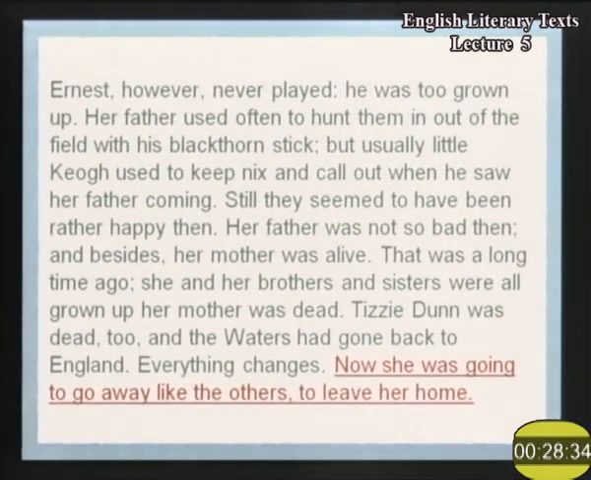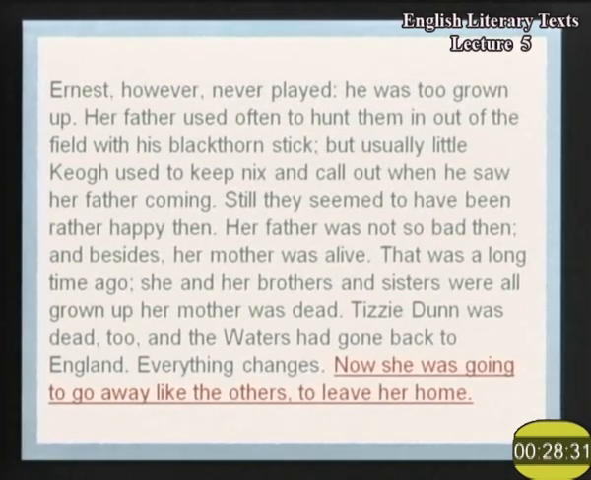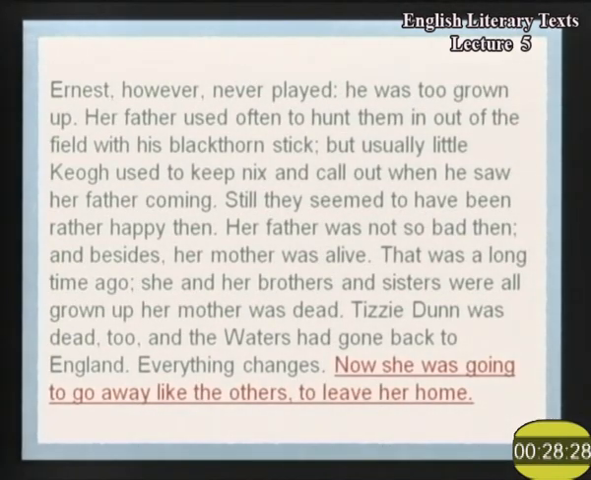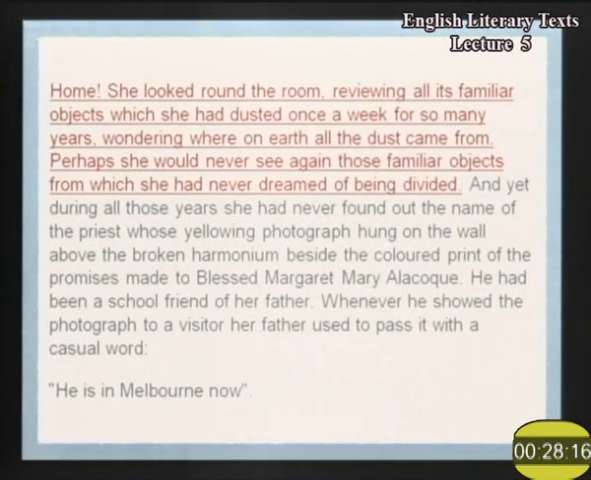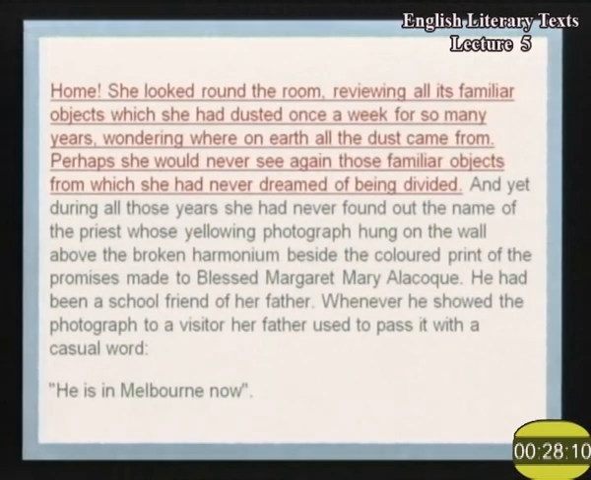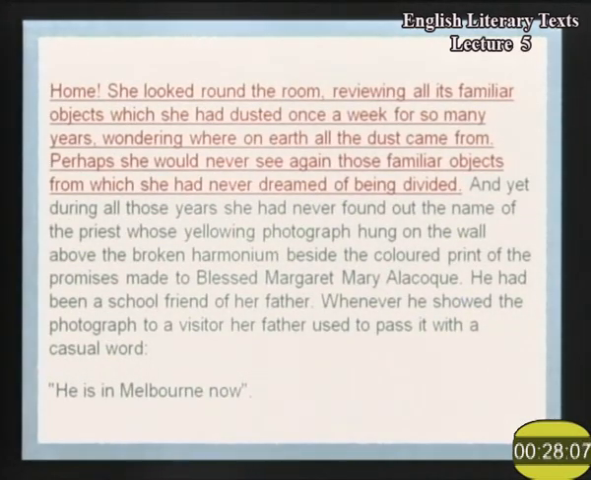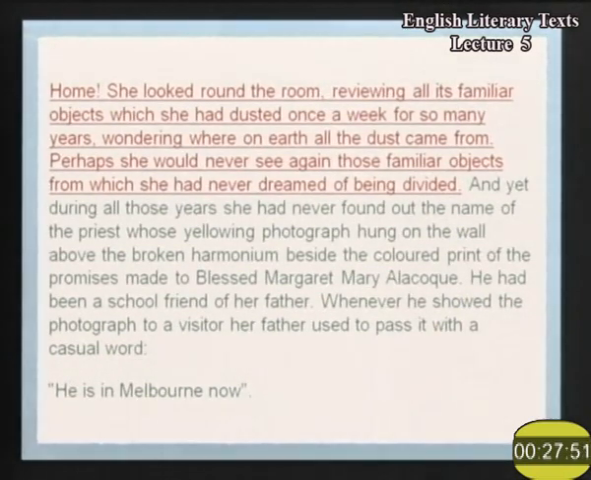First, we have the fact that the place is changing, and therefore this goes into the balance of Evelyn also changing her life. Now she was going away like the others to leave her home. But then the next paragraph immediately tells us that this is not so easy, because home is something that she cherishes and that she considers very important, as something that she cannot leave all that easily.